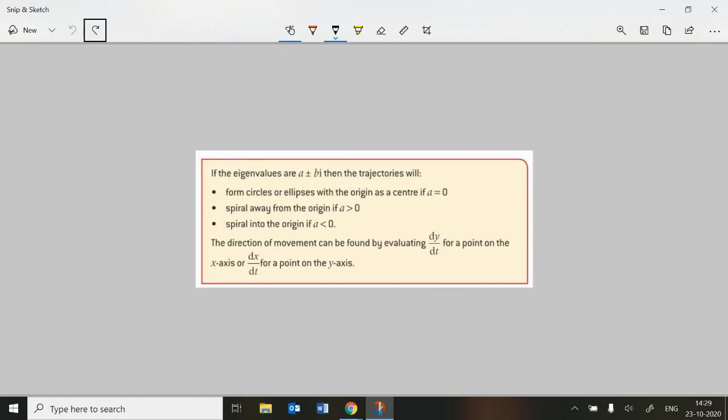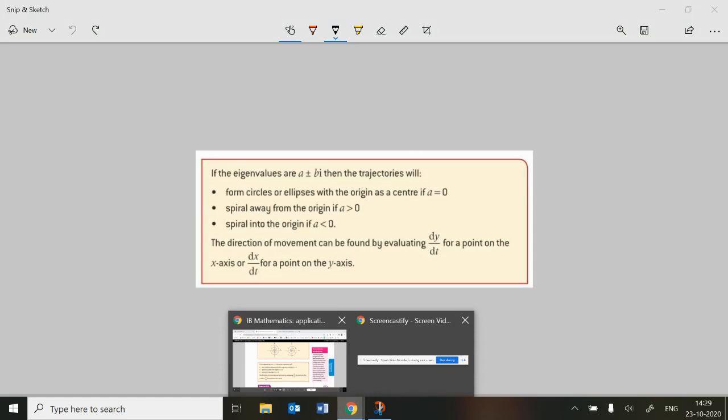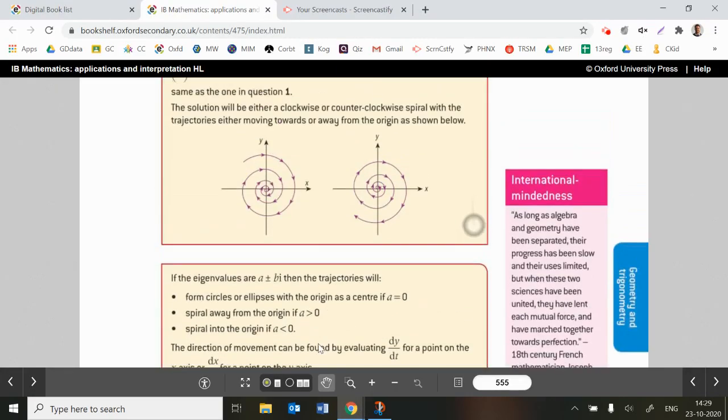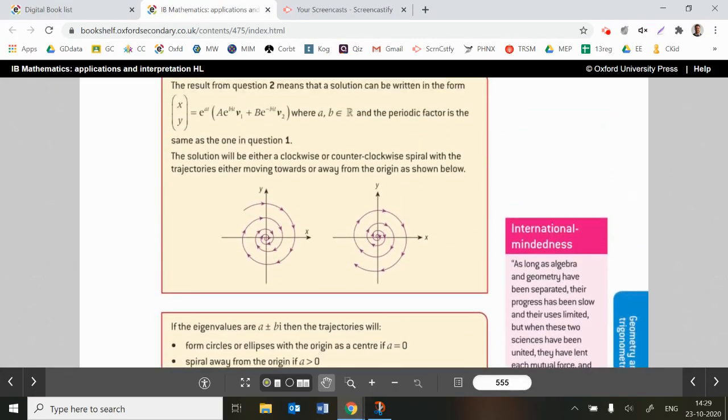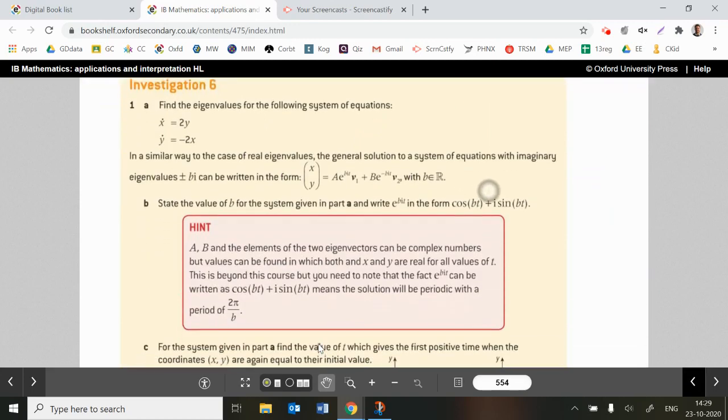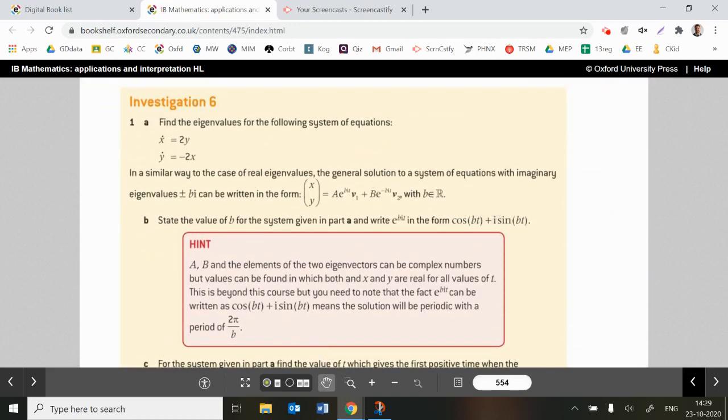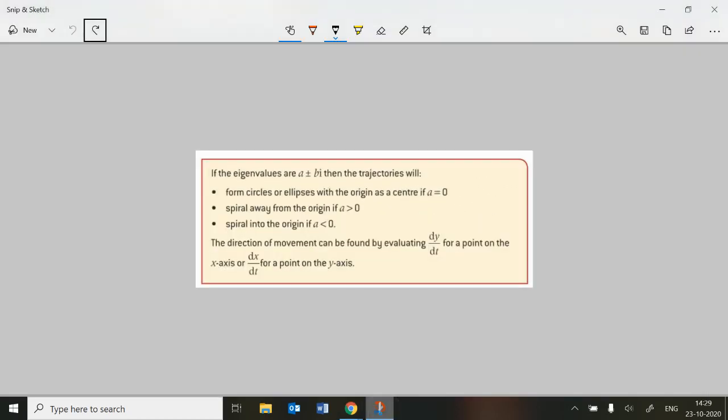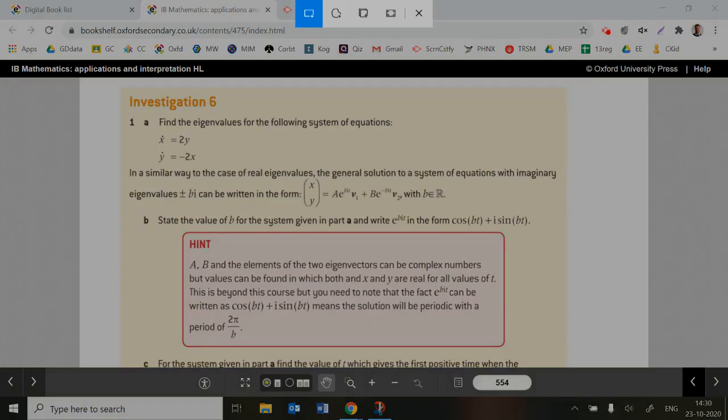But let's have a look at making some sense of this through the investigation now. Okay, so there we go. You can see some of our diagrams here. Investigation 6, it says to start off with, let's take a and b, 1a and b here.